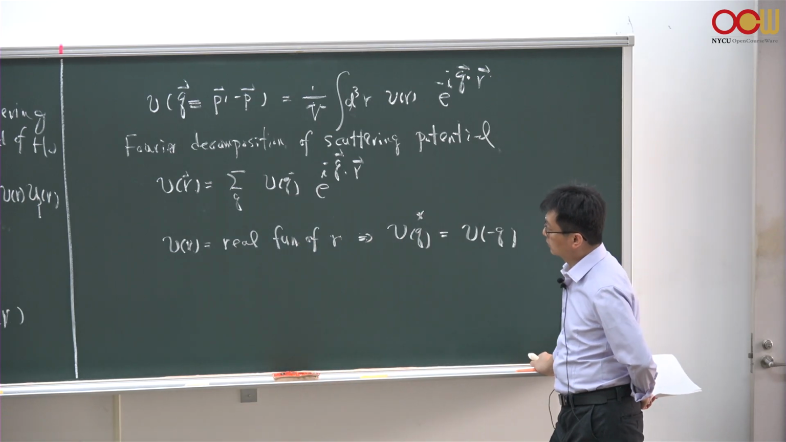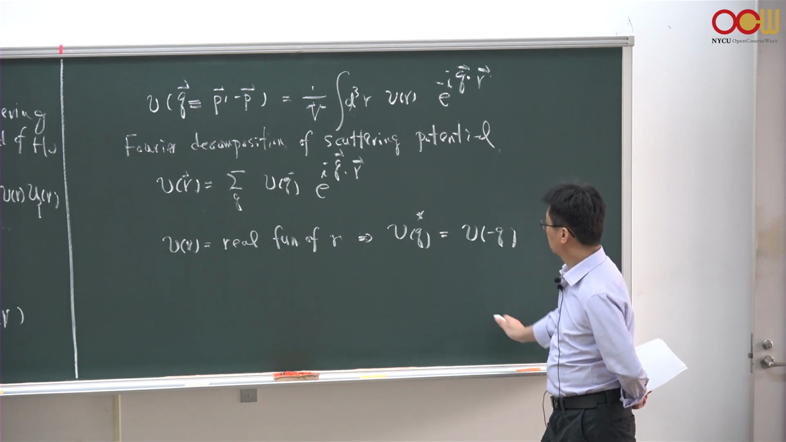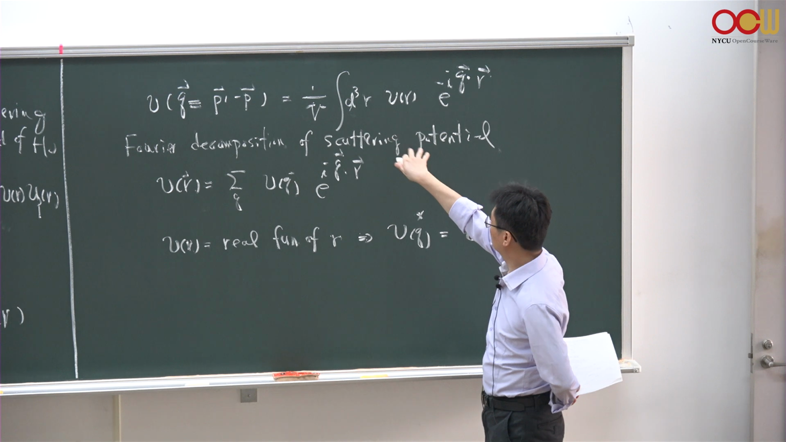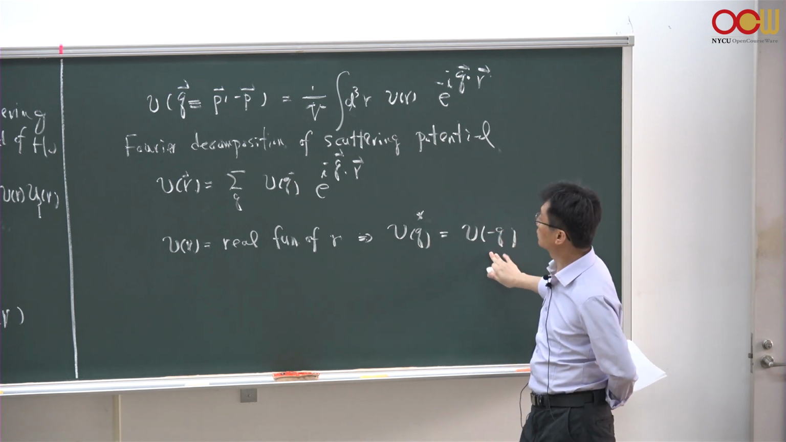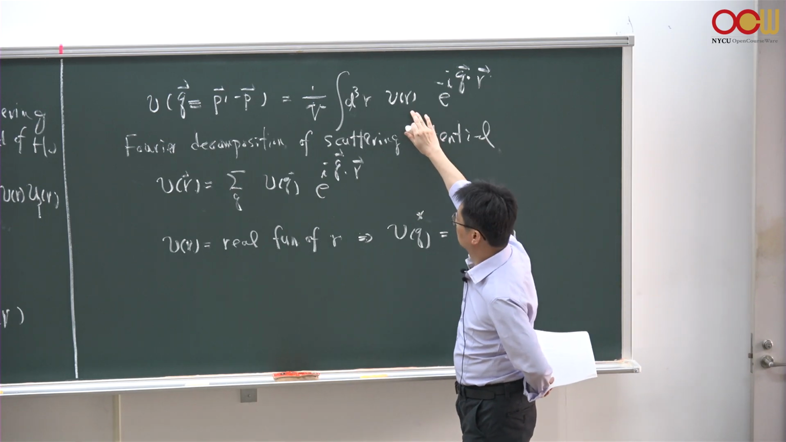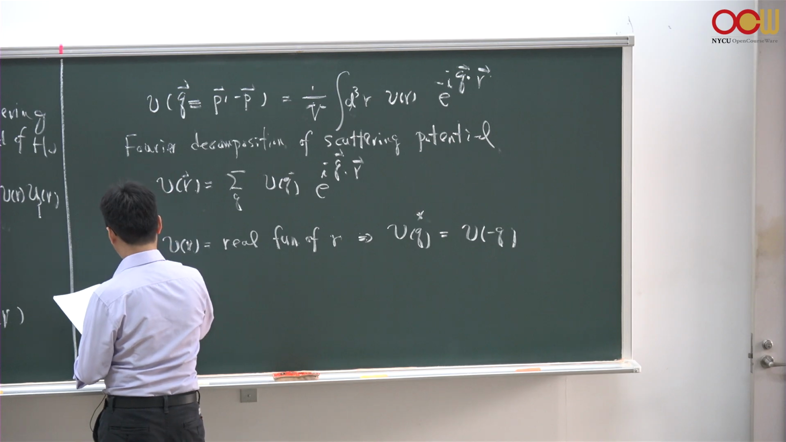Of course, the potential is a real function of R. As a result, if you take the Fourier transformation of V of R to V of Q, and you take the complex conjugation of V of Q, you get V of minus Q, simply because V of R is a real function of R. So let's just put things together.